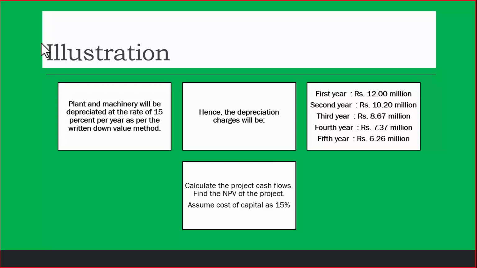Plant and machinery will be depreciated at the rate of 15% per year at written down value method. Hence, the depreciation charges will be first year this, second year this, third year this, fourth year, fifth year. Calculate the project cash flows, find the NPV of the project, assume the cost of capital 15%. This is basically the question.